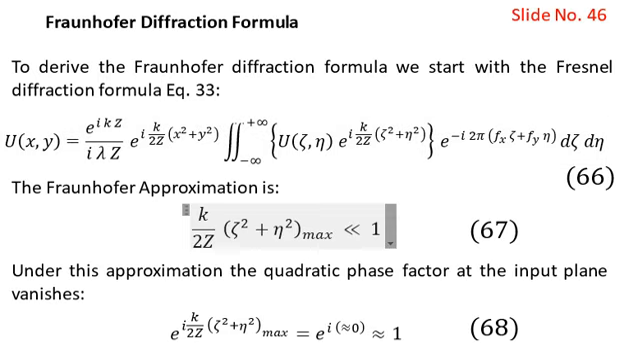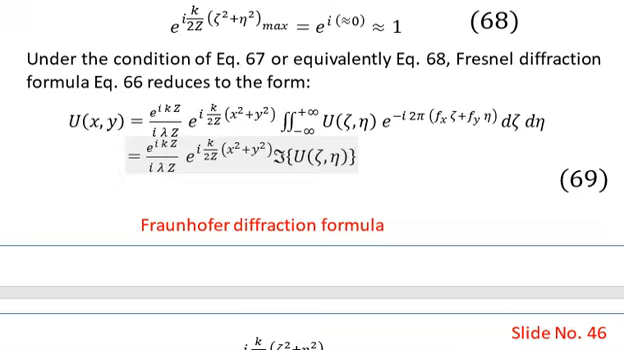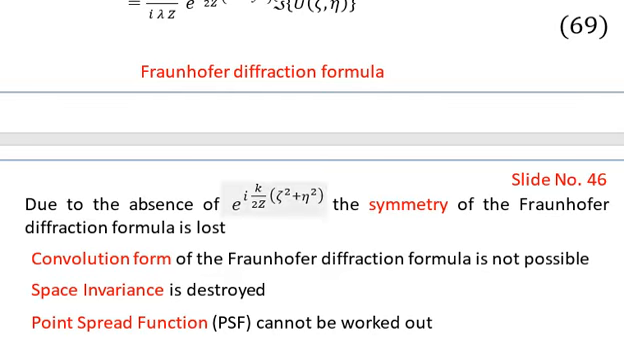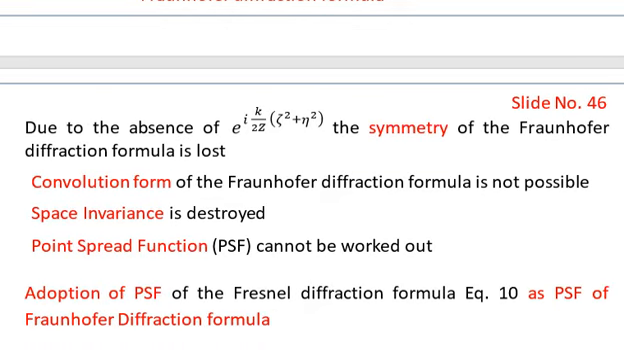which is lying outside the integral. But you know that here we have only one quadratic phase factor, which is associated with the output plane. So we can say that due to the absence of e to the power iota k over 2z multiplied by zeta square plus eta square, the symmetry of the Fraunhofer diffraction formula is lost. Now we cannot write this in the convolution form. So the convolution form of the Fraunhofer diffraction formula is not possible.